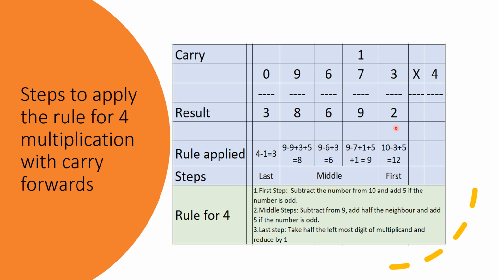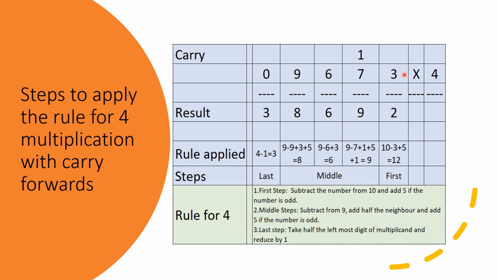An example with carry forwards. Here we are considering an odd number. As I mentioned, when it is odd, you will have to subtract the number from 10 and then add 5 to it. So 10 minus 3 plus 5 equal to 12. So you will keep the result 2 here and carry forward the number 1 to the next digit. Again, 7 is an odd number, so in the middle step you will have to do 9 minus 7 plus 1.